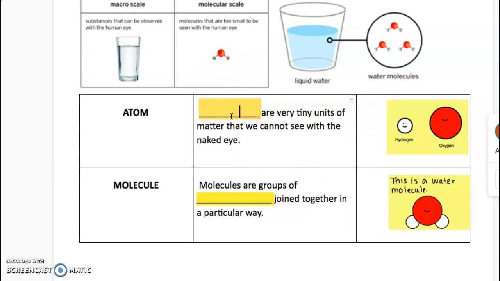Atoms. So atoms are very tiny units of matter that we cannot see with the naked eye. So here we have a hydrogen atom, and here we have an oxygen atom.